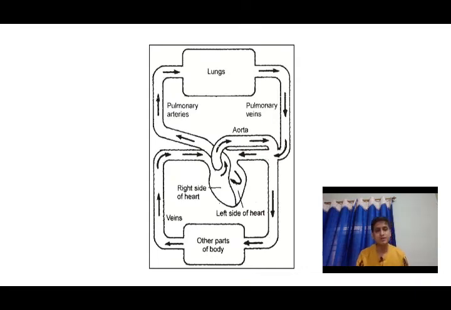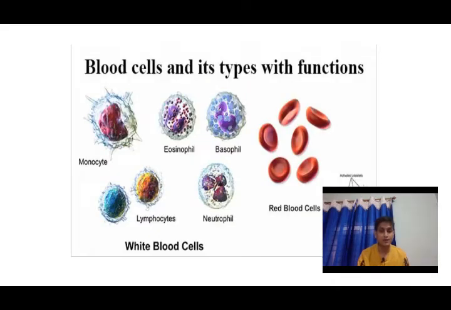To perform its functions, the body requires nutrients and oxygen, and these are transported to and from different organs by a fluid connective tissue called blood. Blood has various components, majorly divided into two parts. The liquid part is plasma and the solid part is corpuscles. Plasma has 90% water and 10% minerals, whereas the corpuscles are divided into three parts: RBCs, also known as erythrocytes, WBCs, also called leukocytes, and platelets.